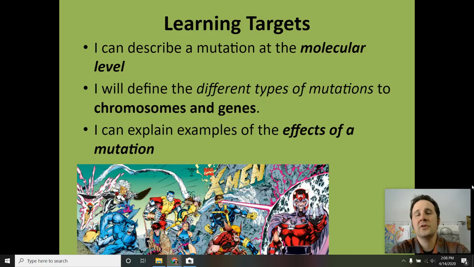So your learning targets for today: you should be able to say, I can describe a mutation at the molecular level. So that means at the DNA level. I will define the different types of mutations on chromosomes and genes. Those are the two major types.